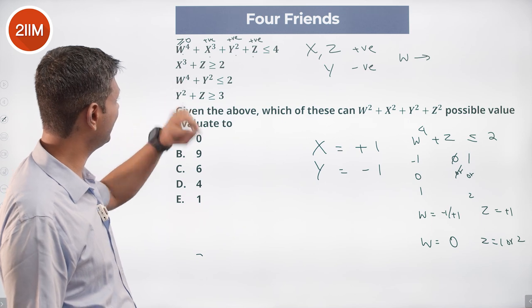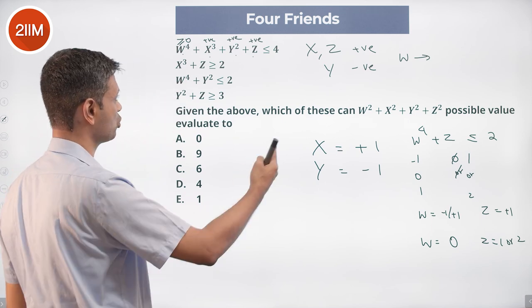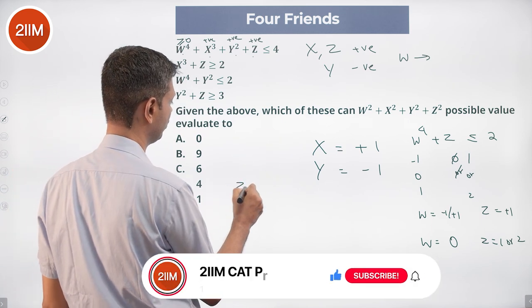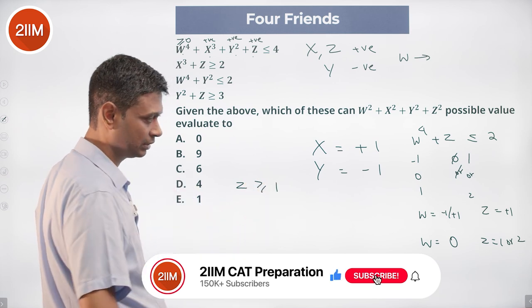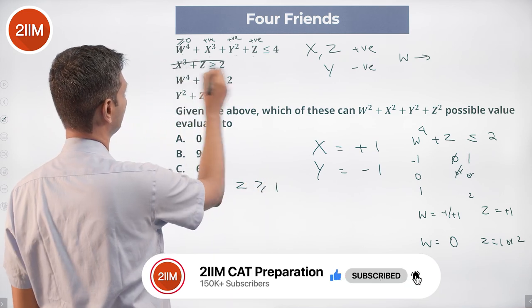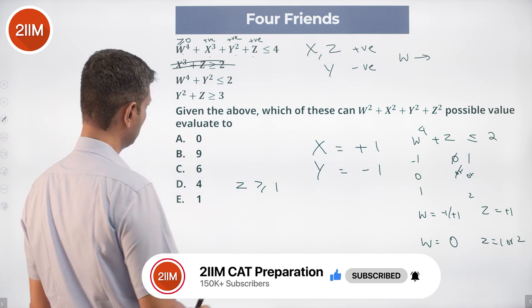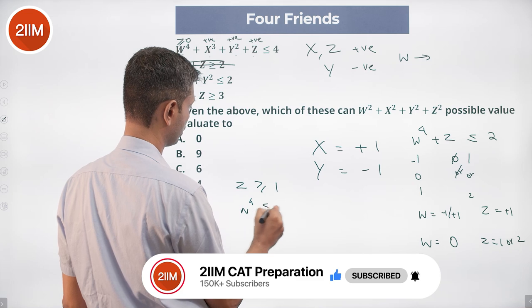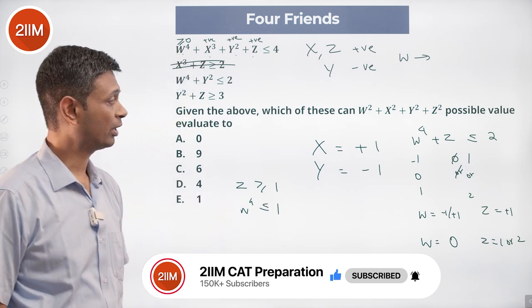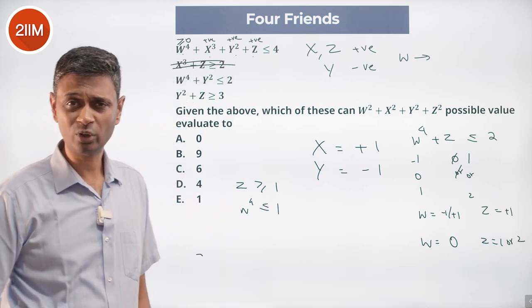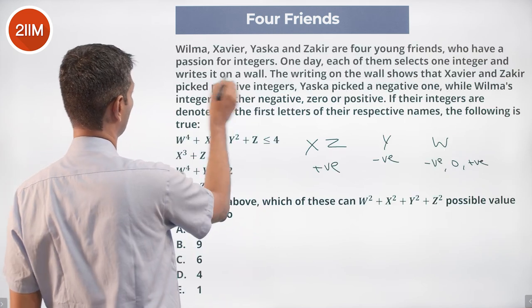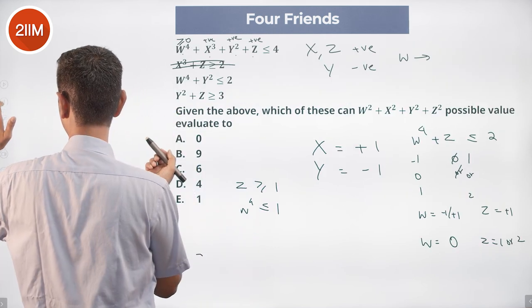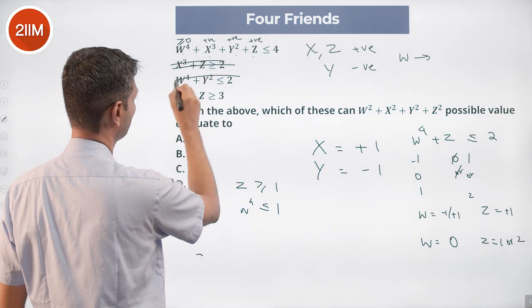X cube plus Z is greater than or equal to 2. X cube is 1. That means Z is greater than or equal to 1. Z is 1 or 2. This is useless for us. W power 4 plus Y square is less than or equal to 2, or W power 4 is less than or equal to 1. W power 4 is 1 or 0, this is also useless for us. We've already made those inferences, there's nothing special here.